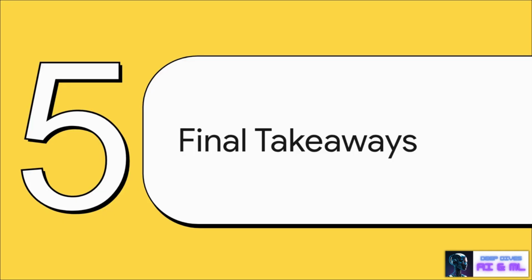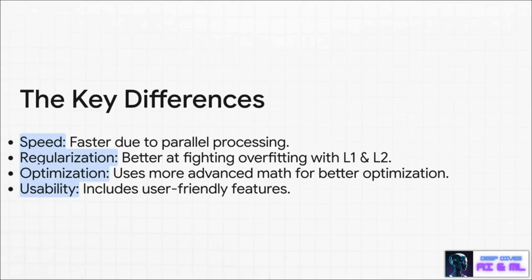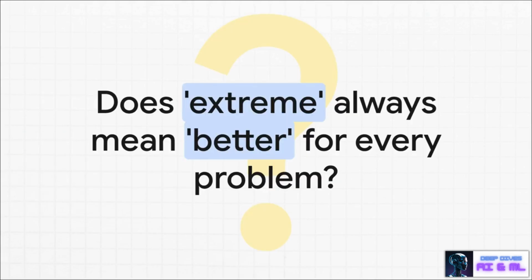All right, we have covered a ton of ground. So let's just do a really quick final recap to make sure we've got the key differences between these two algorithms locked in. So let's run through them one last time. Takeaway number 1, XGBoost is built for speed thanks to that parallel processing. Takeaway number 2, its advanced regularization makes it way better at fighting overfitting. Takeaway 3, its optimization engine is just smarter, using more advanced math to find the best answer faster. And finally, takeaway number 4, its usability is just fantastic with all those built-in features that save us a ton of time. So yeah, XGBoost is clearly this high-performance, feature-packed evolution of GBM.